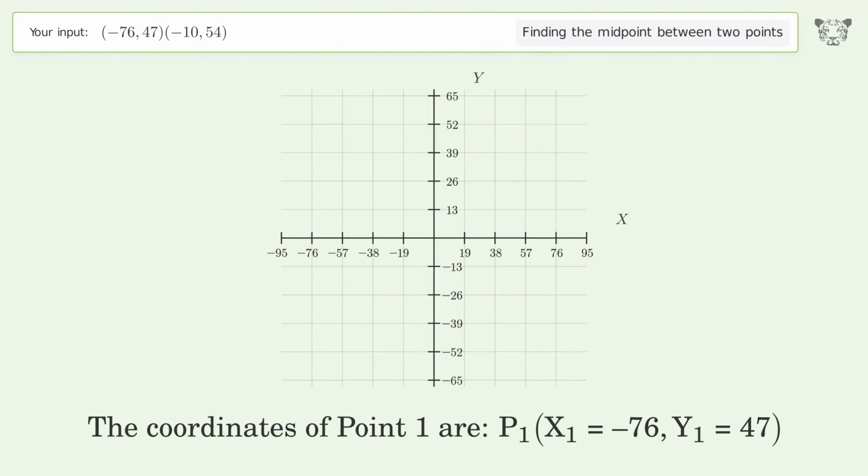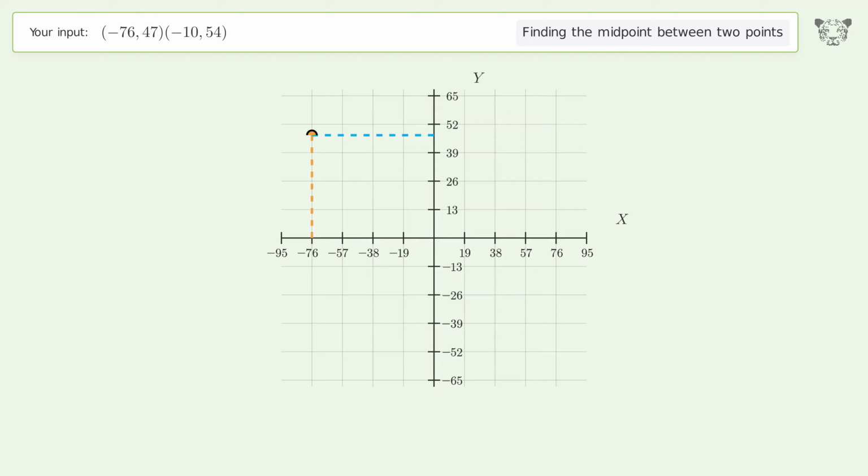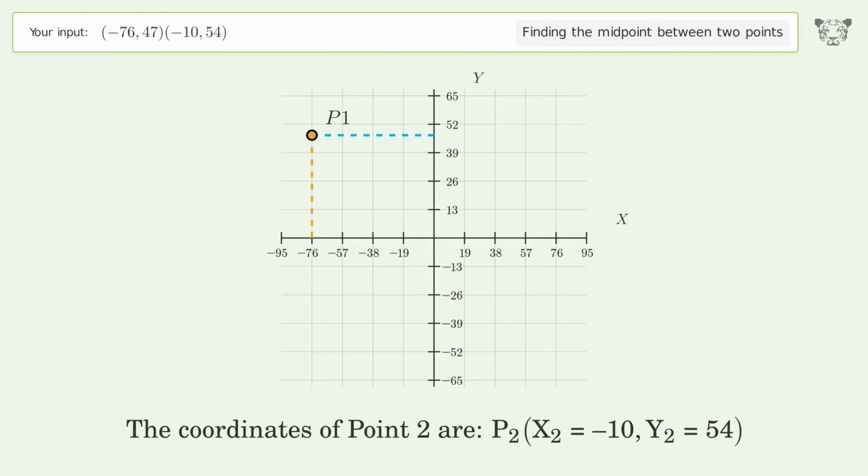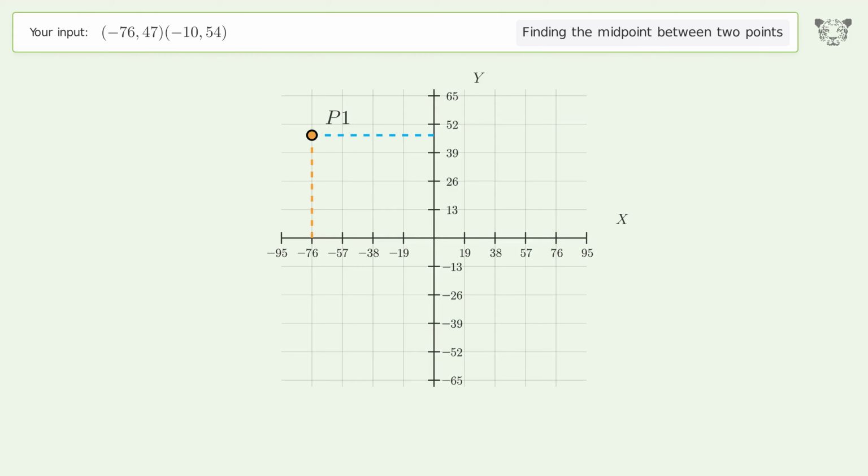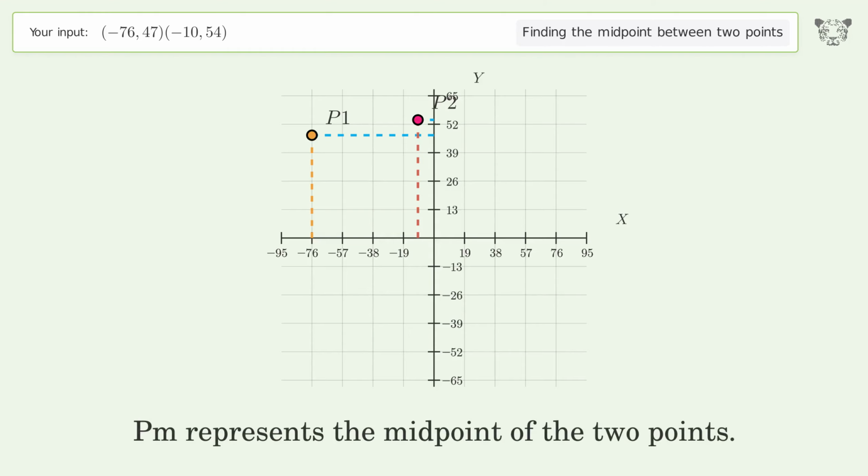The coordinates of point 1 are, x1 equals -76, y1 equals 47. The coordinates of point 2 are, x2 equals -10, y2 equals 54. PM represents the midpoint of the 2 points.